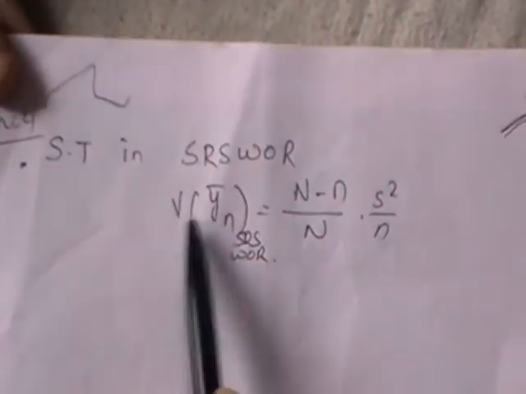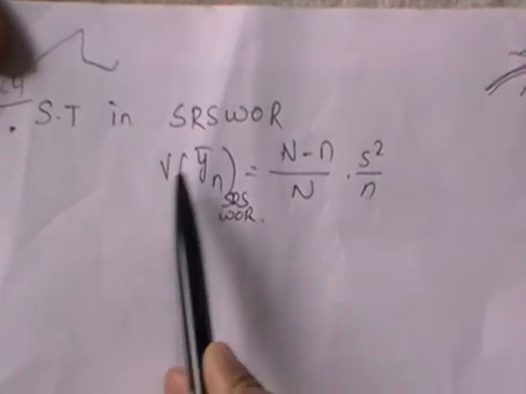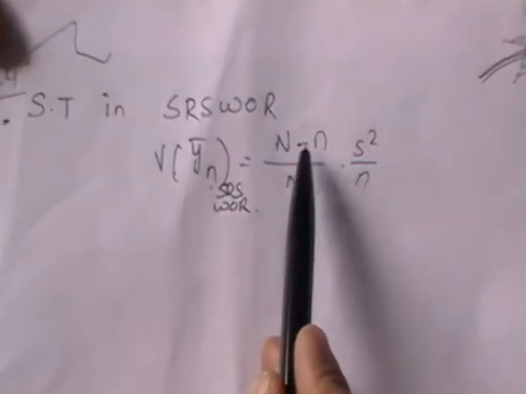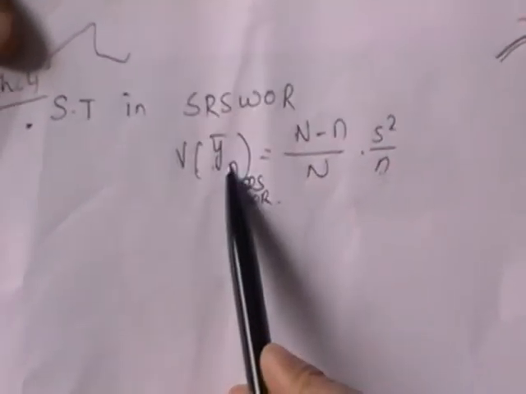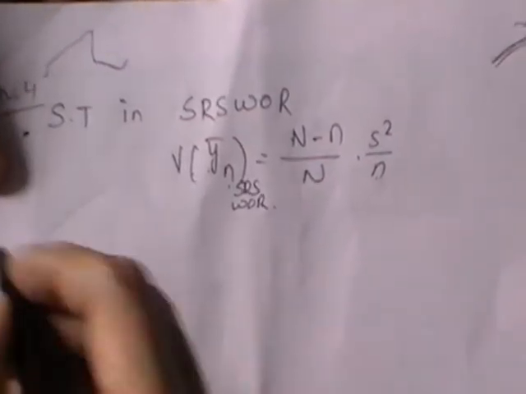The theorem in SRSWOR is the variance of the sample mean. That is, variance of y bar n is equal to (N minus n) by N into S square by n. You need to prove this. This is nothing but the variance of the sample mean under SRSWOR.